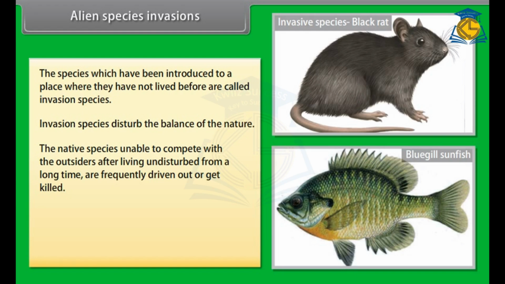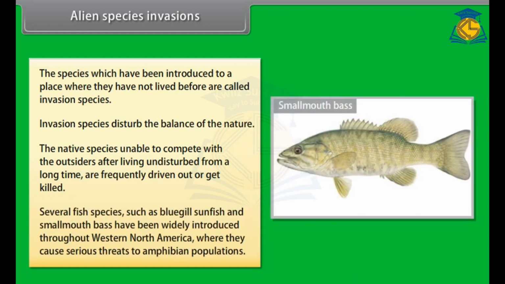or get killed. Several fish species, such as bluegill sunfish and smallmouth bass, have been widely introduced throughout western North America, where they cause serious threats to amphibian populations.